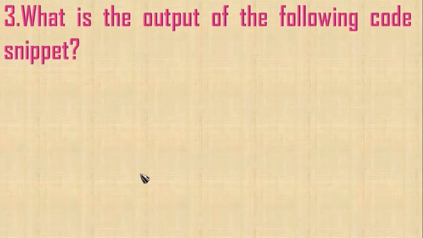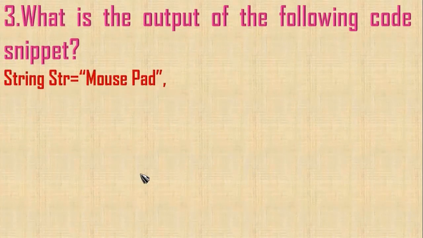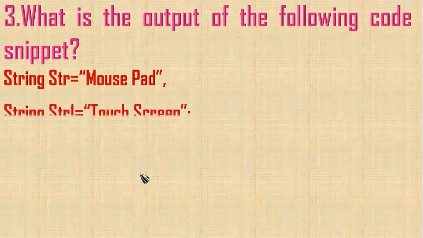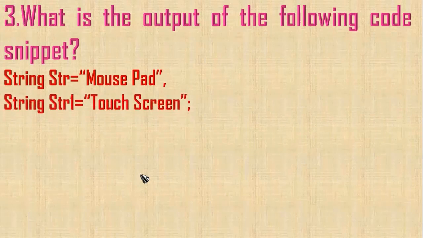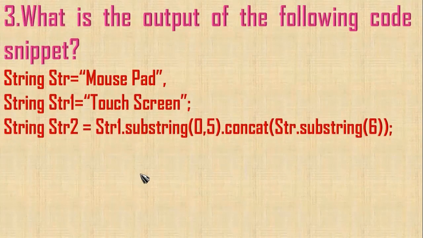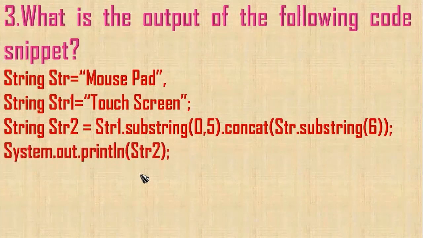Third question. What is the output of the following code snippet? String str = "mousepad", string str1 = "touch screen", string str2 = str1.substring(0, 5).concat(str.substring(6)). Then the printing statement prints str2. So we have to calculate what str2 is.